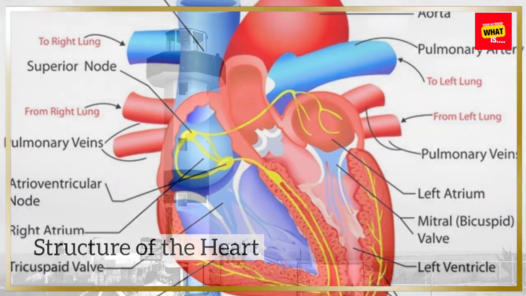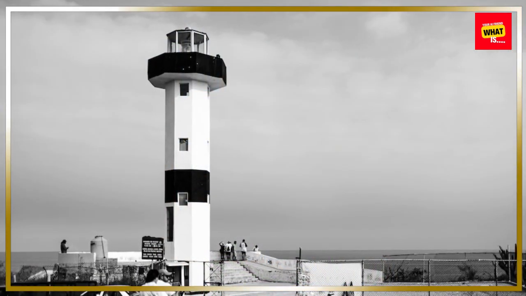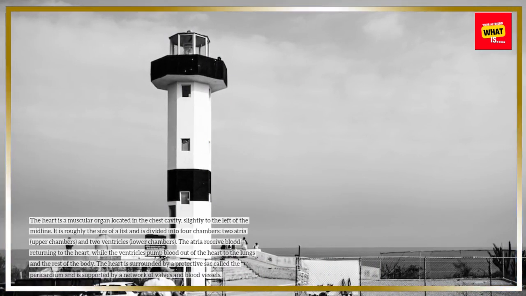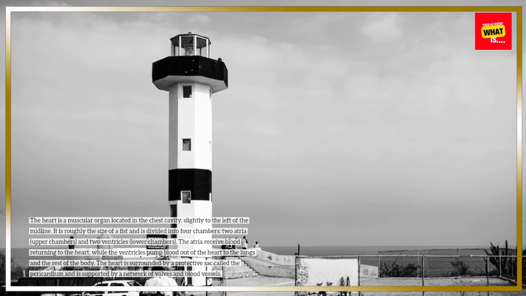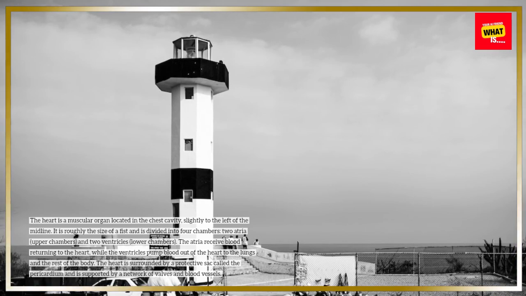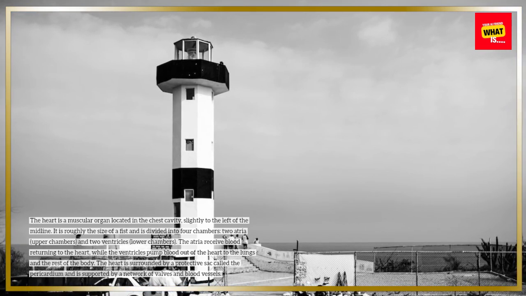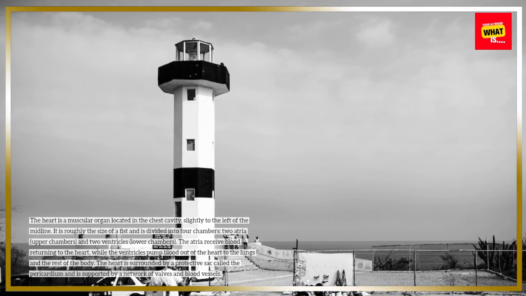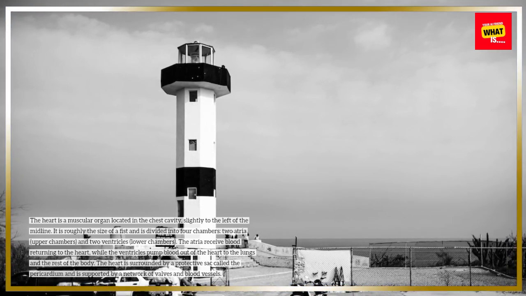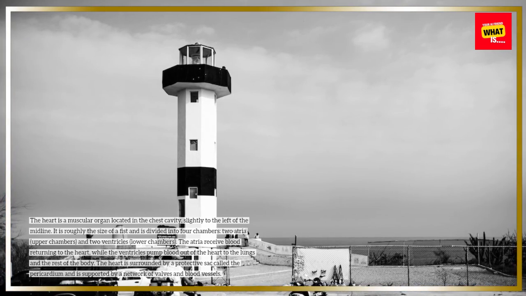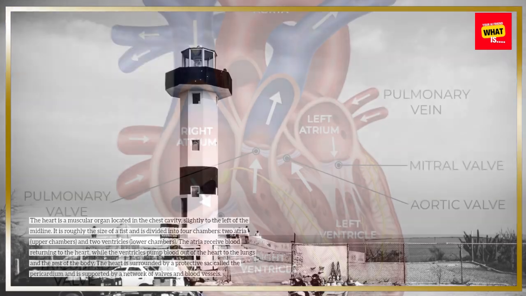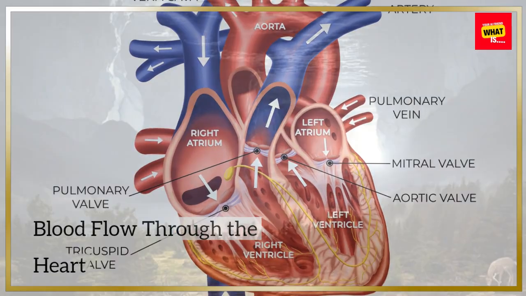Structure of the heart. The heart is a muscular organ located in the chest cavity, slightly to the left of the midline. It is roughly the size of a fist and is divided into 4 chambers, 2 atria, upper chambers, and 2 ventricles, lower chambers. The atria receive blood returning to the heart, while the ventricles pump blood out of the heart to the lungs and the rest of the body. The heart is surrounded by a protective sac called the pericardium and is supported by a network of valves and blood vessels.